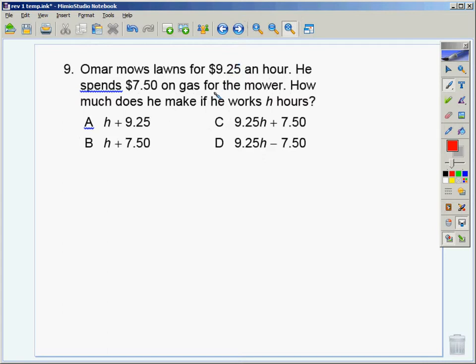Number 9, Omar mows lawns for $9.25 an hour. He spends $7.50. Spends, is that going to be added or subtracted? Definitely going to be subtracted. $9.25 per hour should say $9.25 times H. It's not A or B. These are his hours and how much he's making. This is showing he's adding $7.50, but we just said that spend means he had to be taking it away. That's why the correct answer is D.